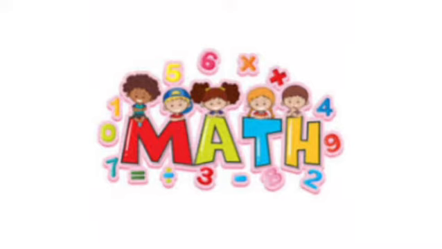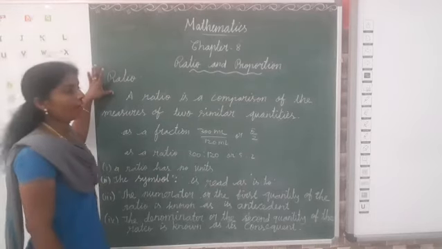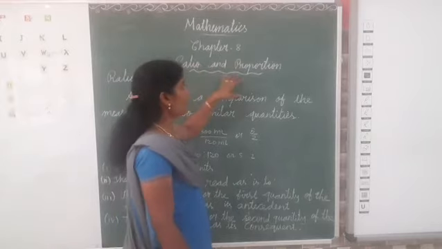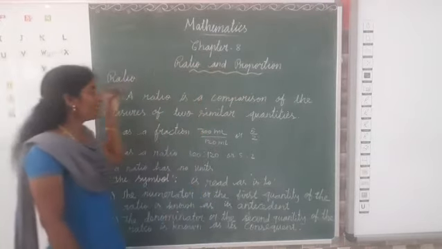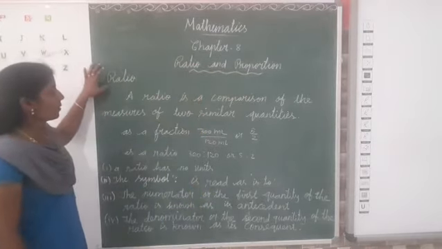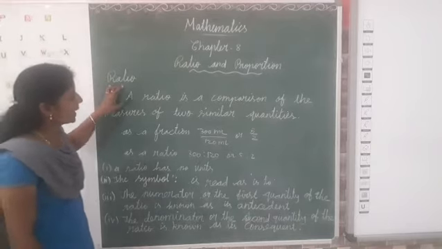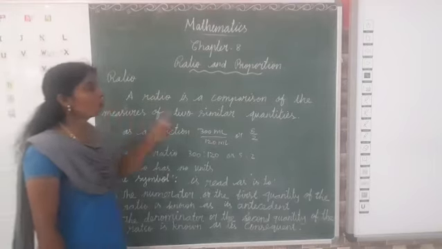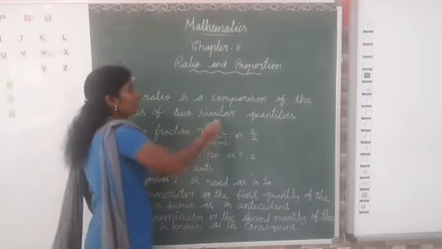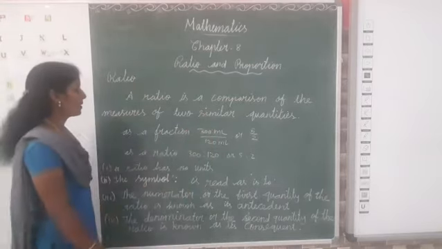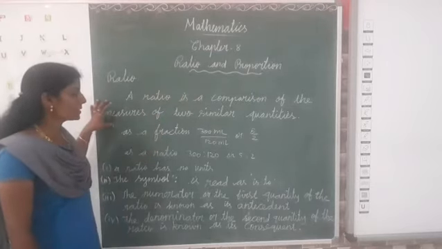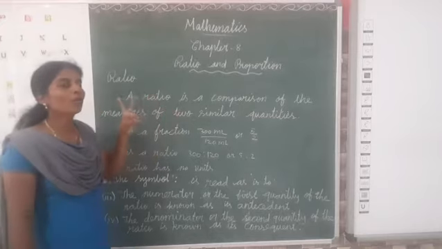Good. Let's start our maths class. Now we are going to study ratio and proportion, that is chapter 8. Okay, ratio. What is ratio? A ratio is a comparison of the measures of two similar quantities.